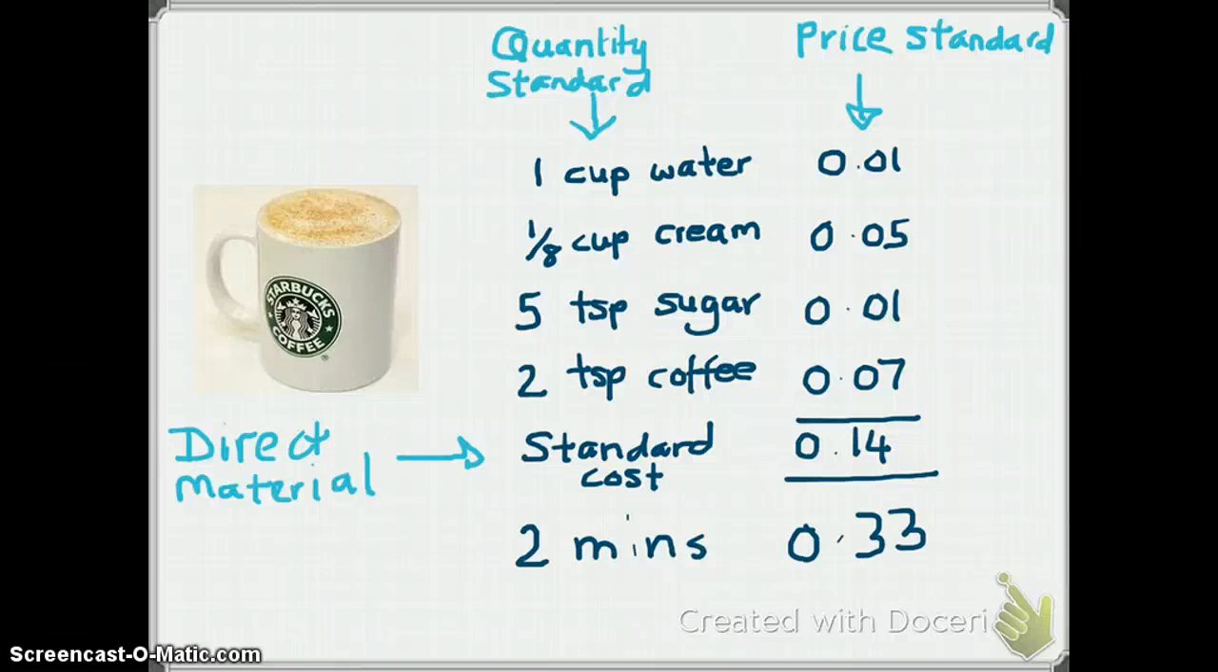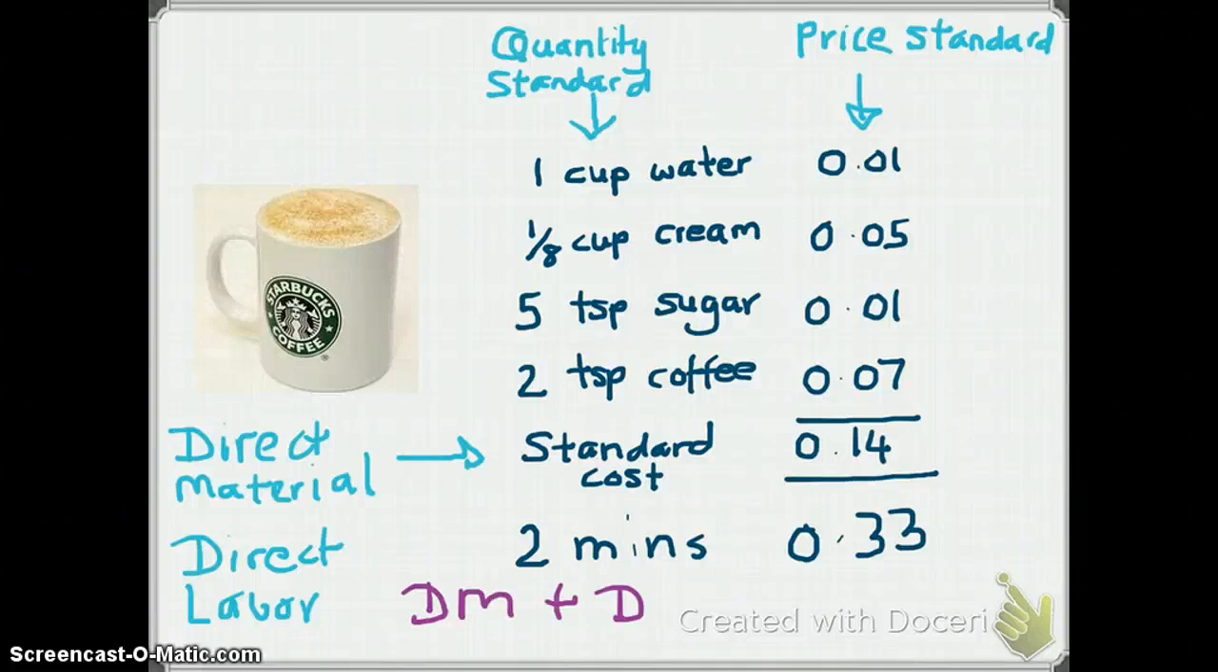Again, this is direct labor, right? For our direct labor, we have a quantity standard and we have a price standard. So both direct material and direct labor have quantity standards and price standards when you calculate their standard cost. Calculating the manufacturing overhead standard is a little bit more complicated, so we're not going to take a look at it here. We'll take a look at it in the classroom. However, don't forget that the standard cost of this cup of coffee includes the cost of direct material, direct labor, plus the standard manufacturing overhead.